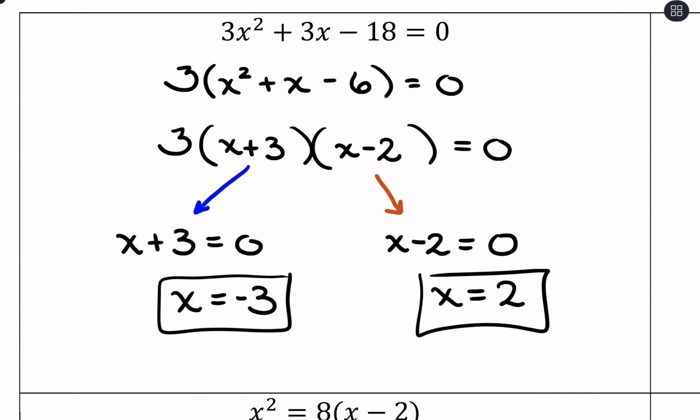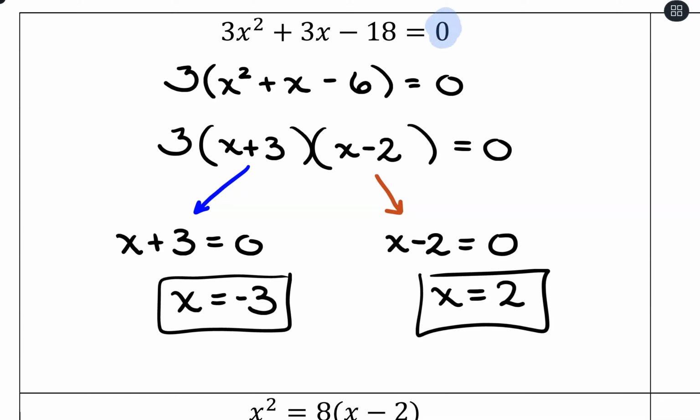Some important notes. We have to have 0 on one side of the equation. That's what makes it the zero product property. So to do that splitting up of the equations, we can only do that with 0. If it's any other value, what we need to do is take steps to move it over to the other side of the equation.